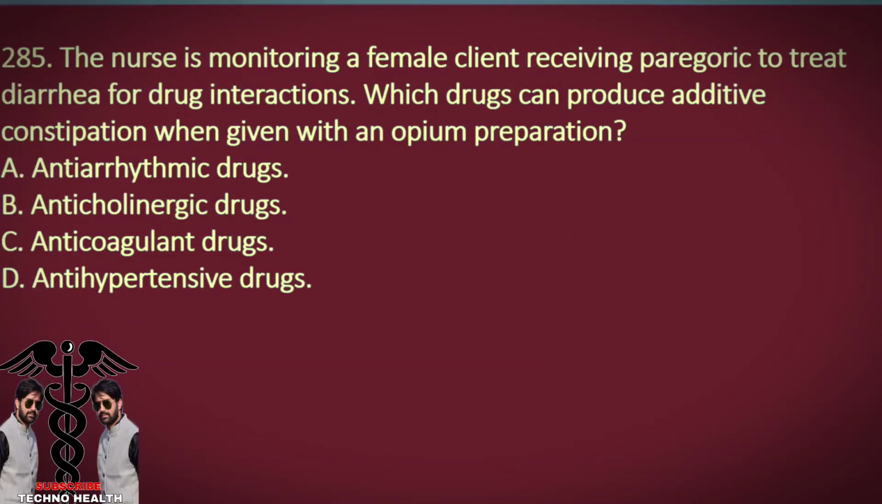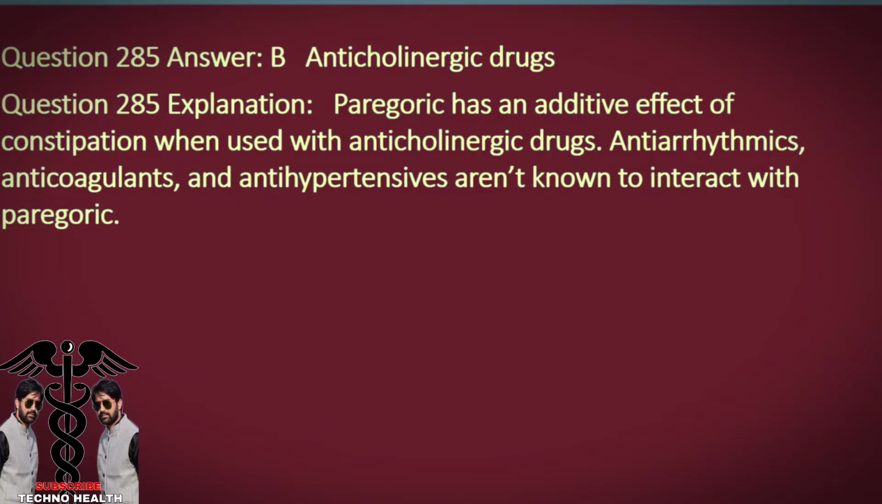Question 285. The nurse is monitoring a female client receiving paregoric to treat diarrhea for drug interactions. Which drugs can produce additive constipation when given with an opium preparation? A. Antiarrhythmic drugs, B. Anticholinergic drugs, C. Anticoagulant drugs, D. Antihypertensive drugs. Question 285. Answer: B, anticholinergic drugs.